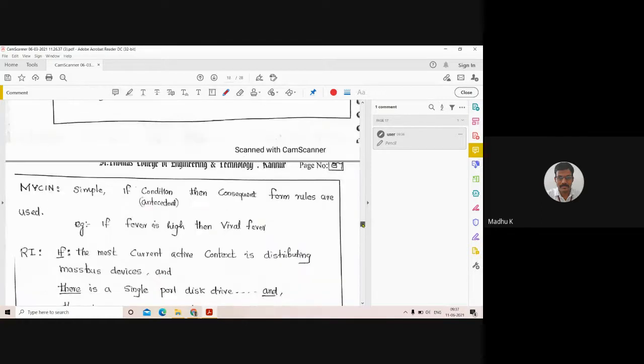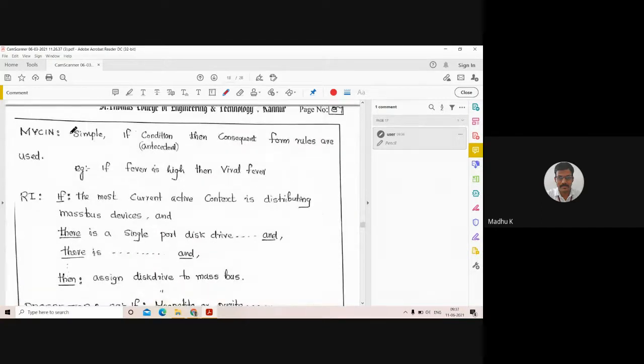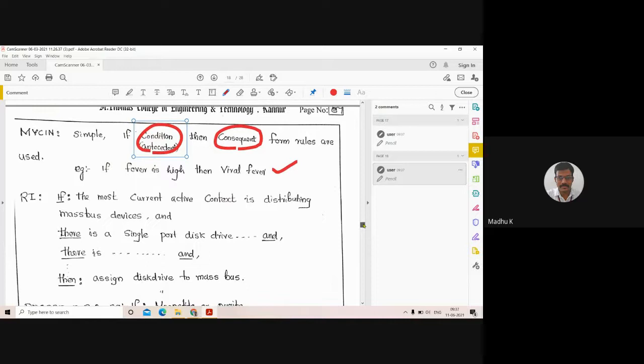In the case of Mycin, the rules will be like this. For example, if there is a condition, then the consequent, the action part. If fever is high, then viral fever. This type of rules will be there. Rules and facts will be there in the knowledge base.